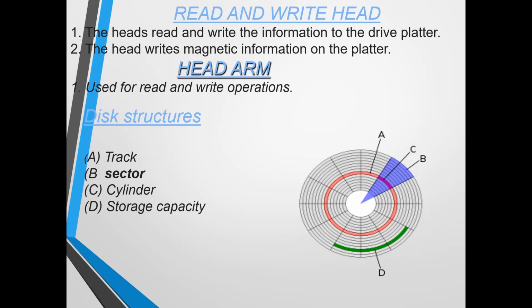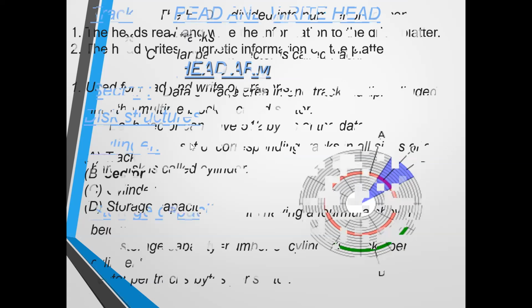So we have our head arms, and these are used for reading and writing operations. We have the tracks, sectors, cylinders, and storage capacities. Some of these you need to pick. Look at the illustration: A is our track, B is the sector, C is the cylinder, and D is the storage. Where is D? D is the green one. D is the storage capacity that is available. So those are the basic structures of what we have within our disk.